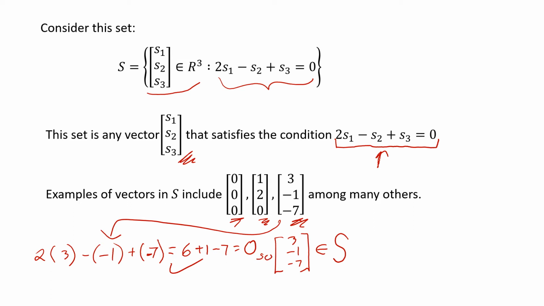But there are a lot of vectors that aren't in it. For instance, the vector of 3 elements, 1, 1, 1, is not in the set S. You can try that out yourself. Take those elements, 1, 1, 1, plug them into that equation, and you'll find that it doesn't work. It's not equal to 0. So that vector is not in the set S.